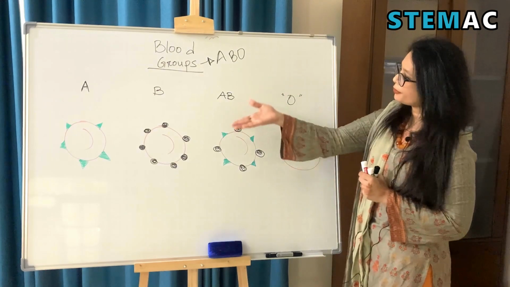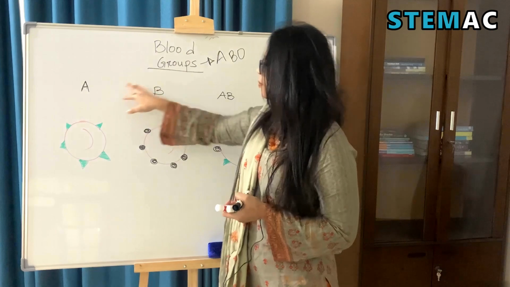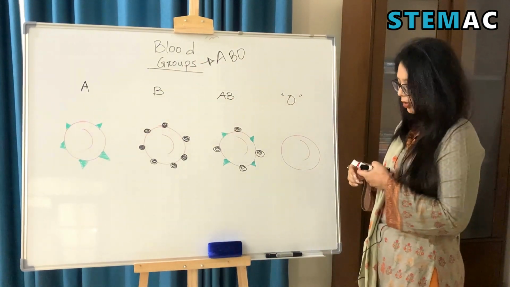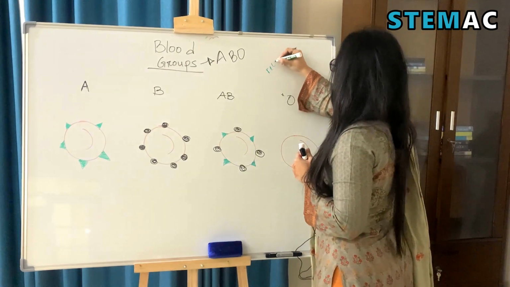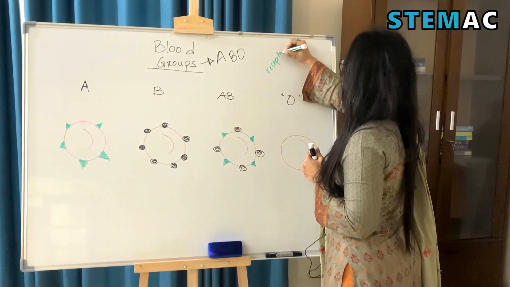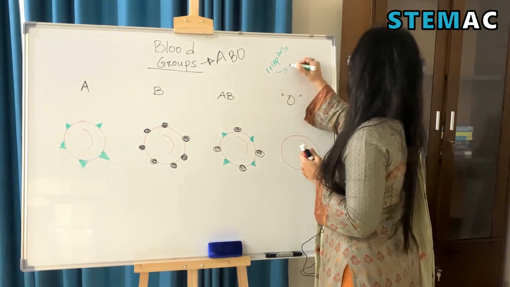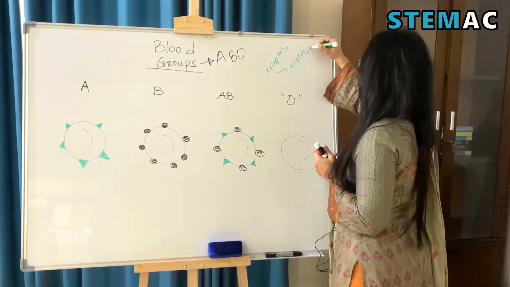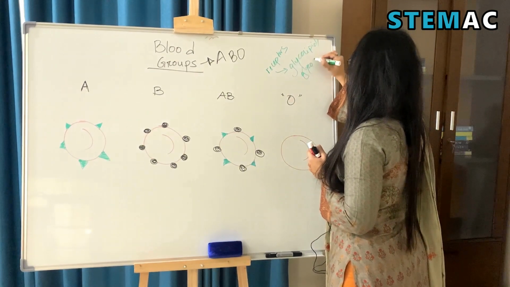So these are the few red blood cells I have drawn. What happens is the naming of the blood groups depends upon certain antigens, or let's say certain receptors, that are present on the surfaces of red blood cells. And these receptors are usually lipid and glycoprotein in nature. Either type of biomolecule can be there.